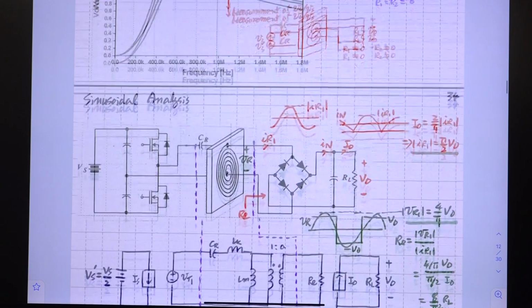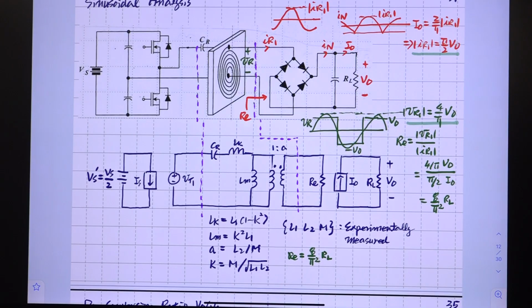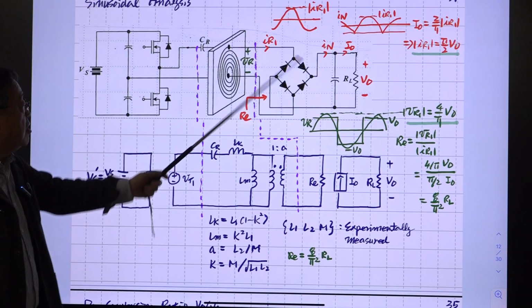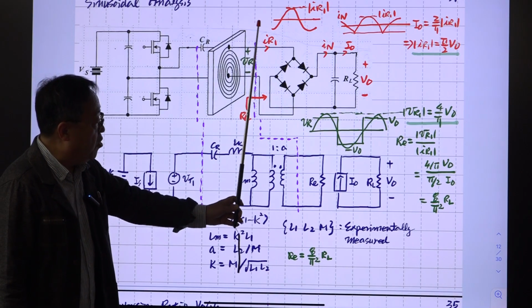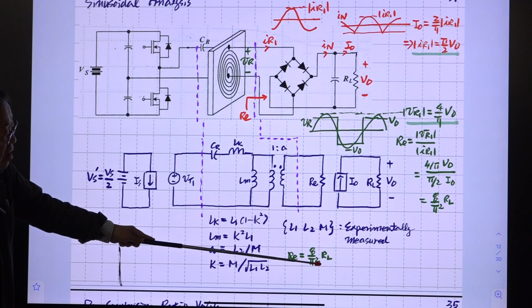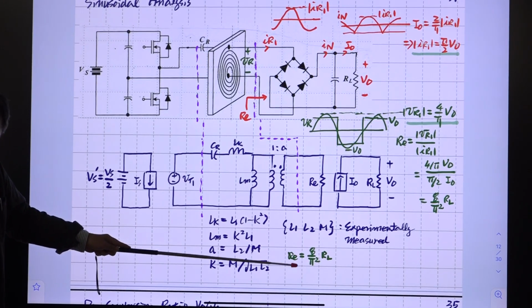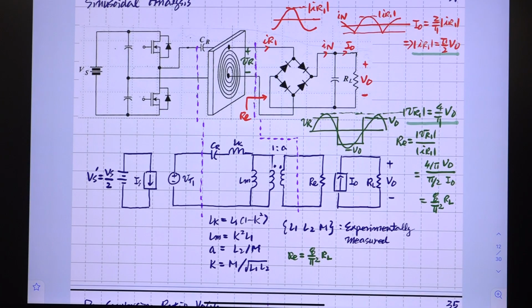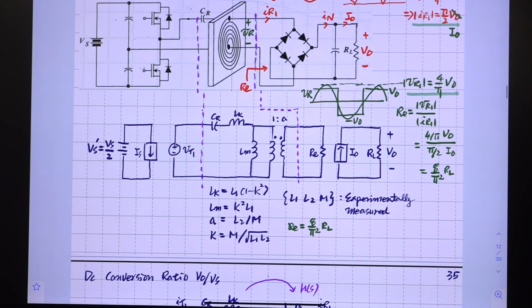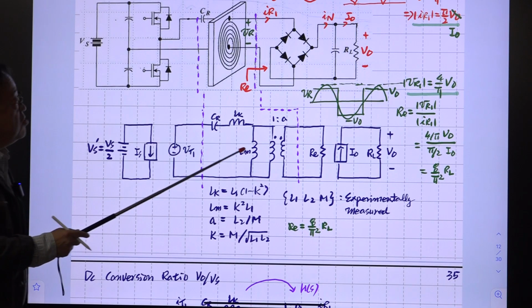And sinusoidal analysis. For that, we need to have this RE. Okay, we have R, L here, but we are seeing RE here. But we already know this. This RE is RL multiplied by 8 divided by pi squared. So let me once more go through the details about this. This is not a difficult problem, but somehow in the past I was worrying about these things. Okay. The idea is very simple.